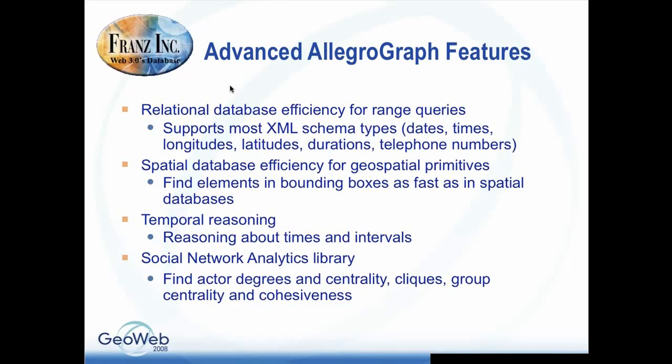Spatial reasoning, there's special primitives for that, also for temporal reasoning. Those aren't actually in the Python product yet. We still have a little more work to do there, but you can be sure they're coming, and they're already in the primary product. Finally, social network analysis is another place where there's an extension to what you would get in a sort of a more vanilla product.